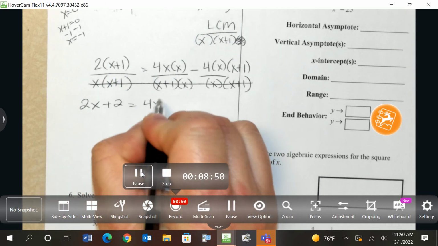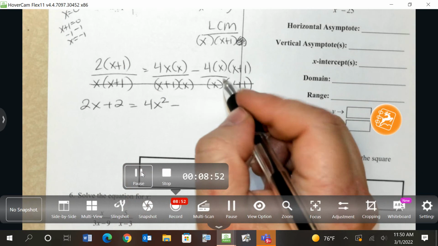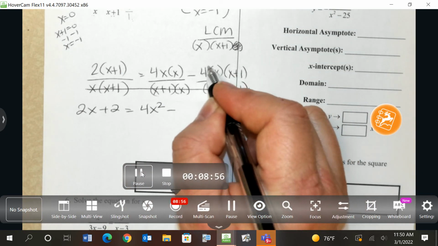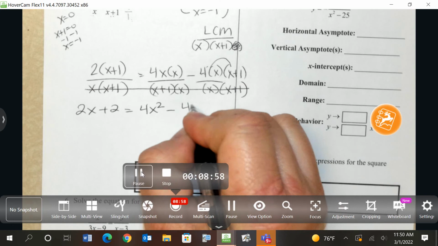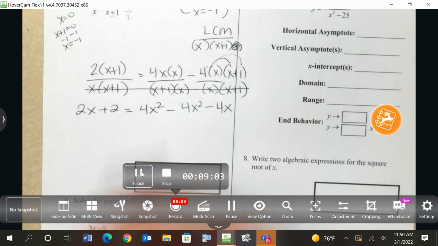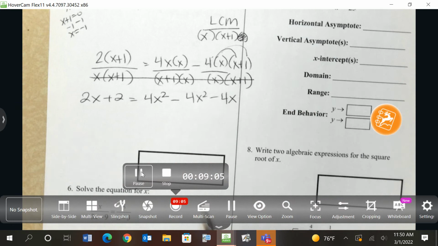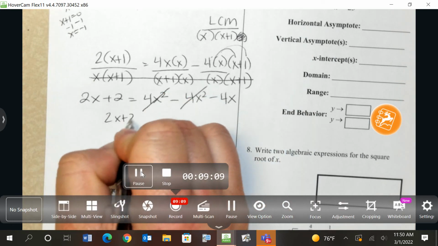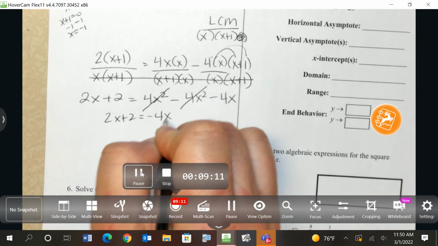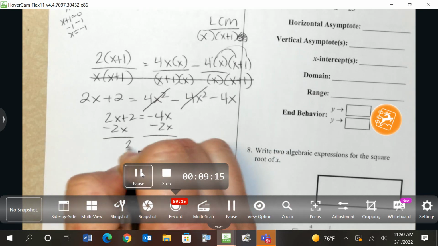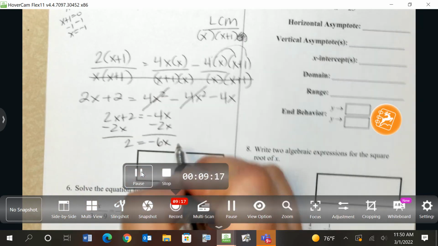This is 4x squared. Now this is tricky. So first you're going to go, remember this is 4x and then take it times. So I have 4x times x, x squared, and I have 4x times 1. What do I do with this? Cancel and cancel, and I have 2x plus 2 equals negative 4x. I'm going to move the x's to one side. It doesn't matter what side. And then I'm going to isolate the x by dividing.